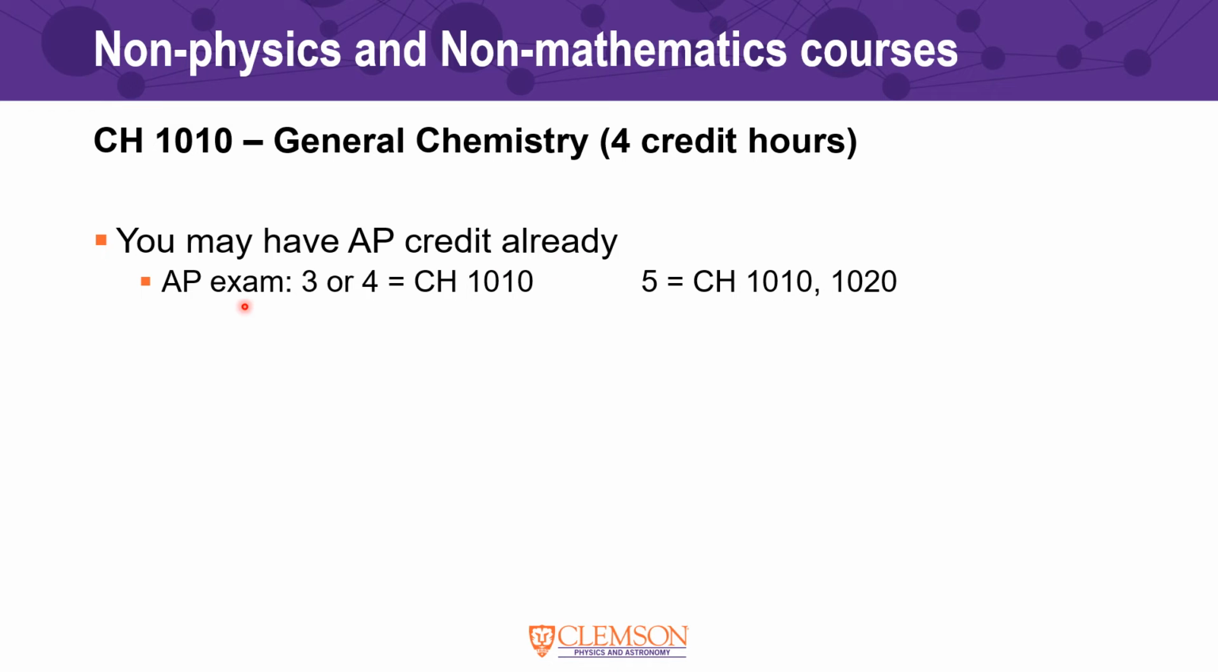So if you've taken the AP chemistry exam and you got a 3 or a 4, then you do get chemistry 1010. If you made a 5, you get both chemistry 1010 and 1020 credit. That 1020 credit is not required in the physics BS degree, but for instance, if you were going to do a minor in chemistry or a dual major in physics and chemistry, this 1020 could come in handy.